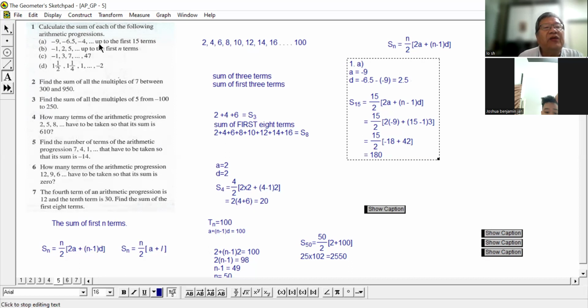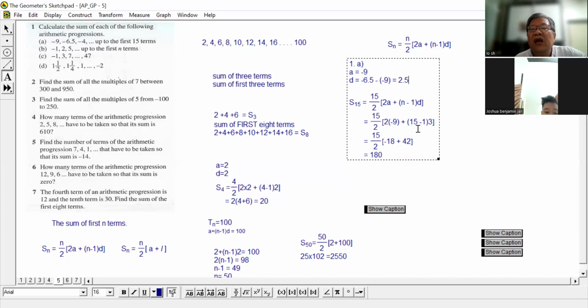Then they asked me to find the sum of the first 15 terms. Can you see the word first there? Can you remember why they use the word first there? Yes, we start from the first term. First means they must start from the first term.